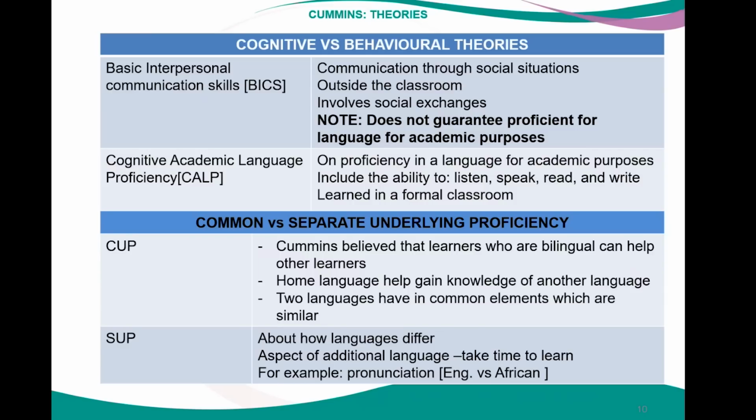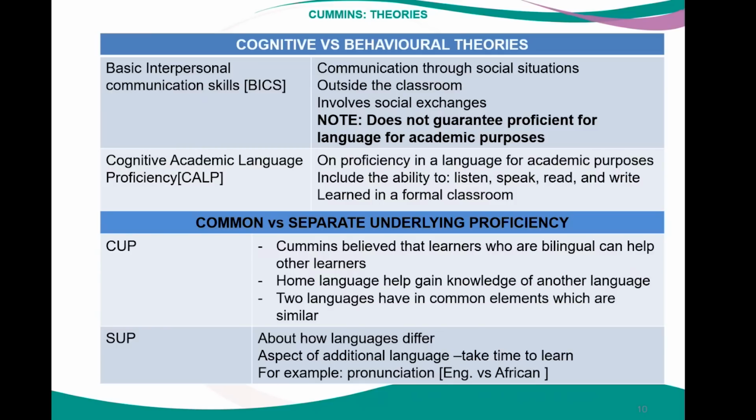There is cognitive academic language proficiency, which is called CALP. This one promotes language for academic purposes, whether it's the ability to listen, speak, read, and write, and it is learned formally in the classroom. This is where you are, but you take advantage of what they have learned from social situations and you bring it into the classroom and you teach them for academic purposes. They don't come in as empty vessels. Okay, so have that kind of understanding and make connections.